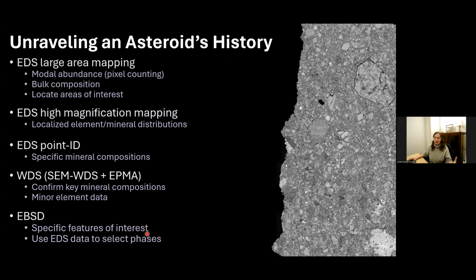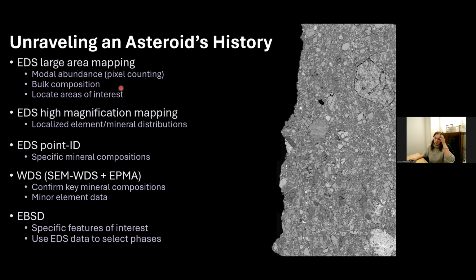So to try and unravel the history of this meteorite, I started off with large area imaging and large area mapping. Large area EDS mapping is great. We'll be able to calculate modal abundance through pixel counting techniques. It'll also give you a bulk composition across the entire sample, so you'll sometimes get a larger spot size than you might with XRF.